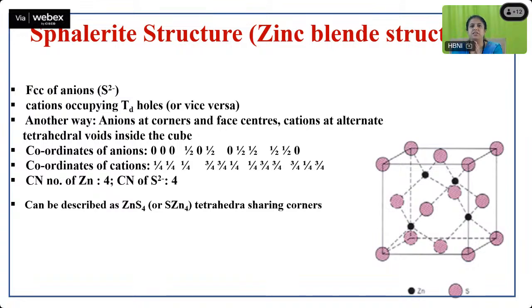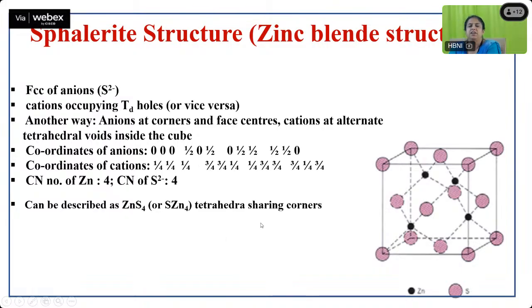So if you are able to imagine those small 8 cubes, you will realize there are 4 tetrahedral holes on the top and 4 in the bottom. Out of this, you will fill only 2 and 2. So FCC of sulfide ion, zinc occupying alternate tetrahedral holes, 4 sulfide, 4 zinc, the formula is ZnS. The coordinates of anions are again like in the rock salt structure, but now the coordinates of your cations are changed, corresponding to the tetrahedral voids.